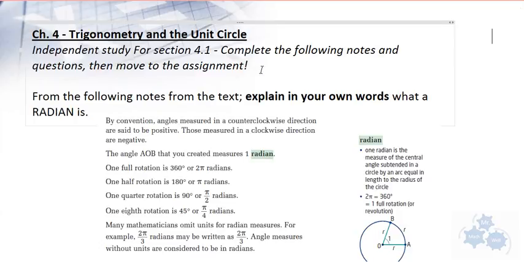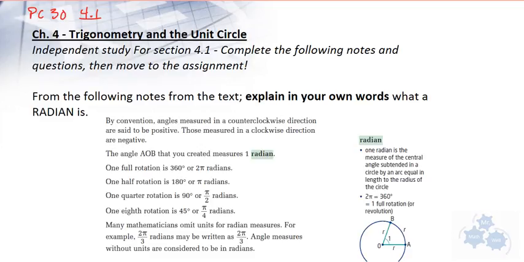All right, so in this lesson, it's 4.1, chapter 4 here, trigonometry and the unit circle is what we're studying in pre-calculus 30. It's 4.1 today. All right, I gave you a worksheet to fill out. This is what the worksheet looked like, and we're going to kind of go through it.